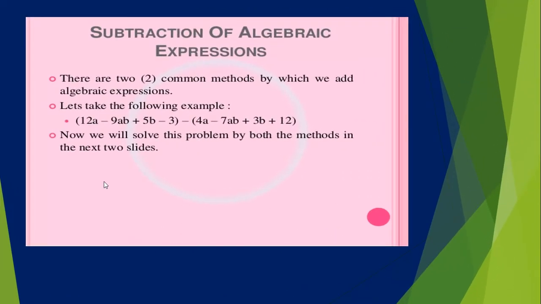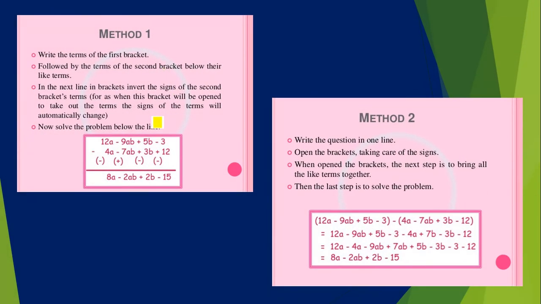Then subtraction. Here also we have the same two methods. One is the column method, second is the row method. In the column method you have to arrange accordingly. Because you have to subtract, the signs would be changed. So here plus, then minus. Accordingly you will operate it.